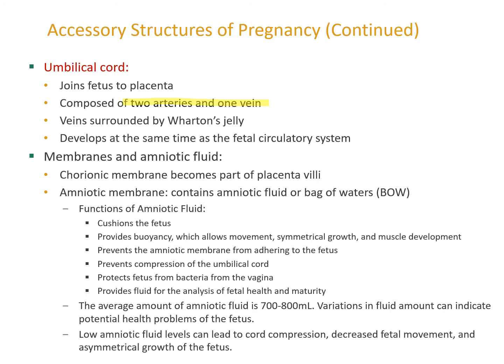The average amount of amniotic fluid is 700 to 800 milliliters. So any variations in the amount of amniotic fluid can indicate potential health problems for the fetus. If you have low amniotic fluid levels, this could lead to the cord becoming compressed, decreased fetal movement, and asymmetrical growth of the fetus.